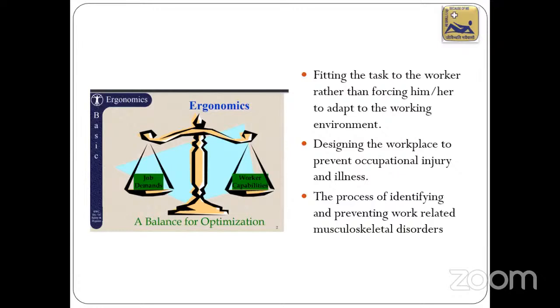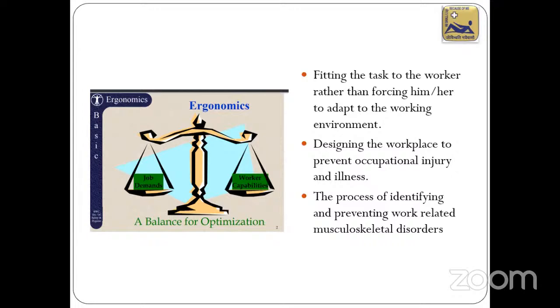Mainly, we need to fit the task to the worker rather than forcing them to adapt to the working environment, designing the workplace to prevent occupational injury and illness. It is the process of identifying and preventing work-related musculoskeletal disorders. So when it comes to techies or even students, when they're sitting for long durations in a class, or if IT techies are sitting in front of the system for long durations, they tend to maintain a bad posture.